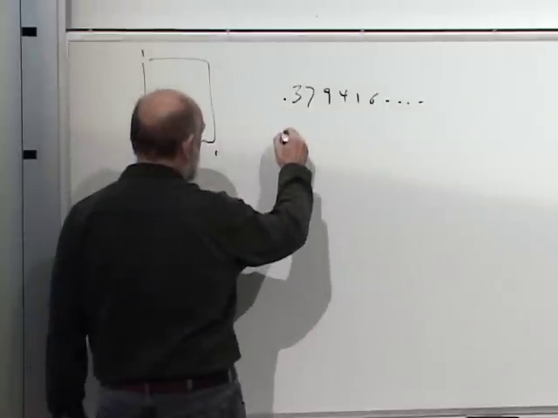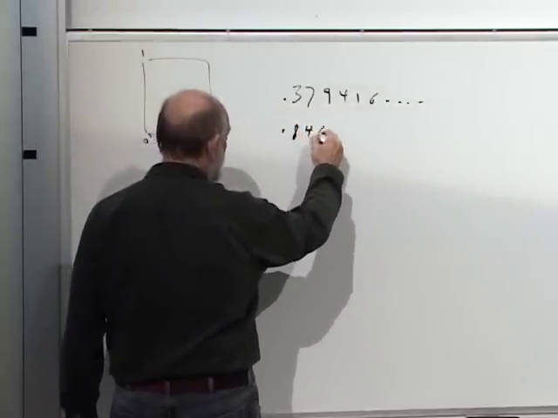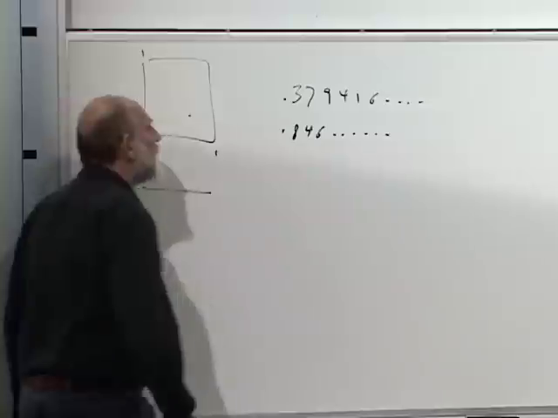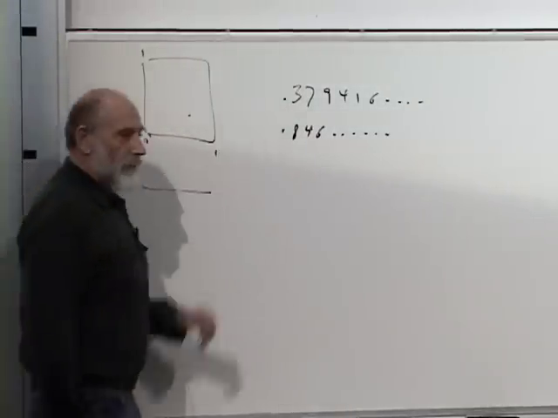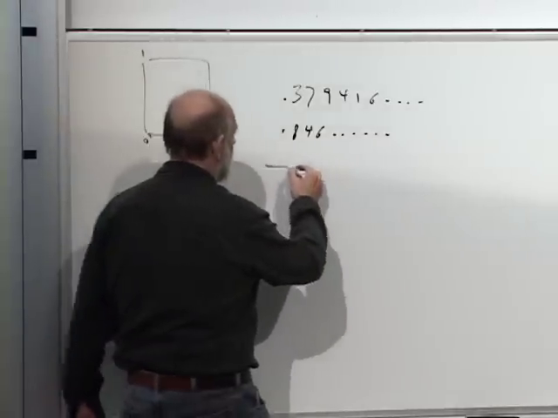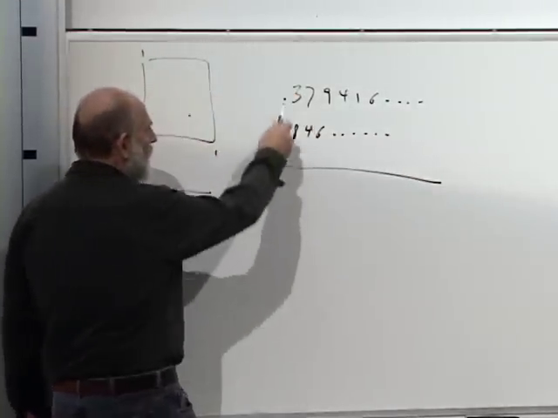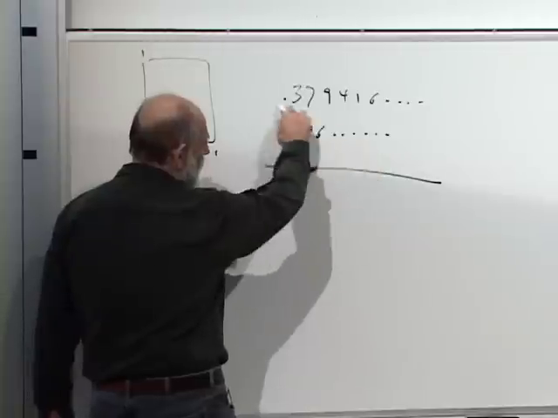We need two of them, 0.846, and so on. And now, take a new number that we're going to make out of them by intertwining the numbers here with the numbers here.